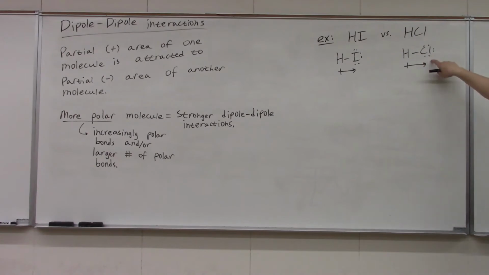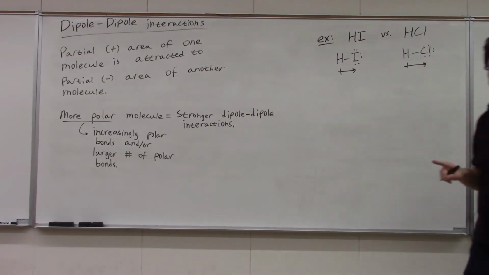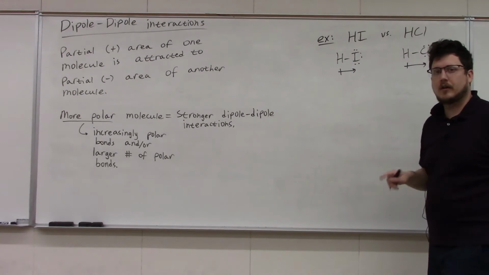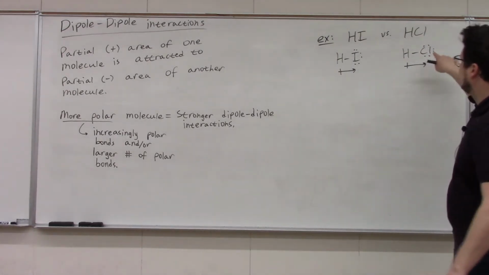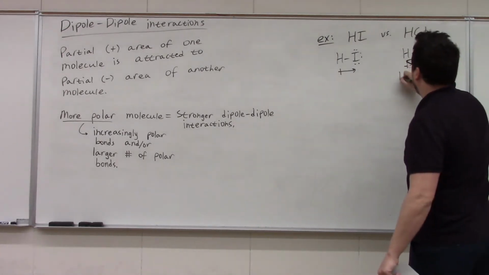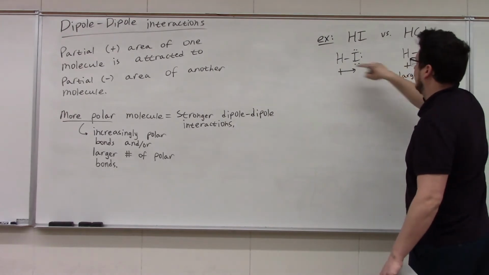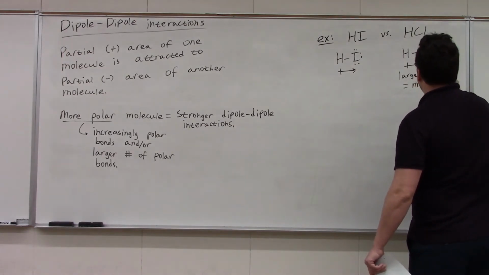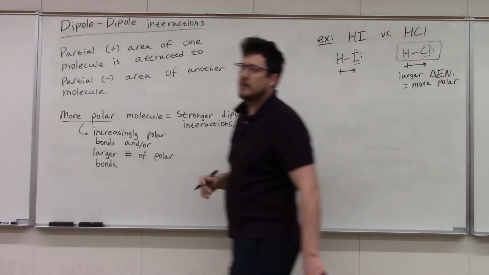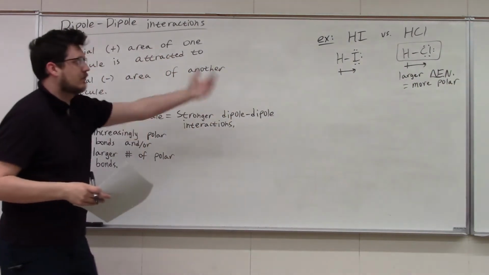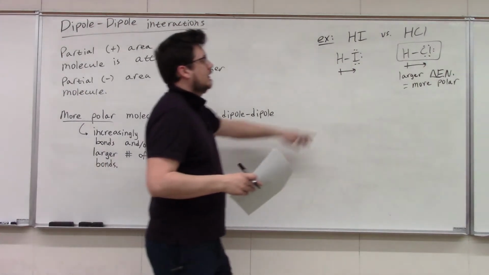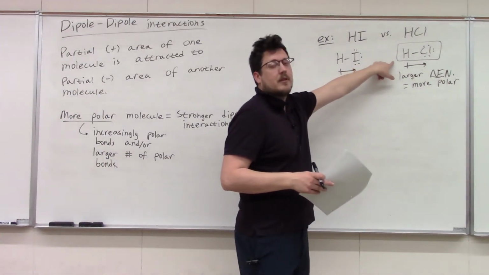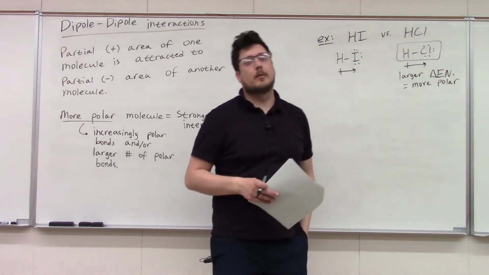But chlorine is further up the periodic table from iodine. They're in the same column, but it's 2 rows higher. So this is more electronegative. Because they're both bonded to hydrogen, there's a larger difference in electronegativity, which means more polar, which means this is the one that has the largest dipole-dipole interactions. Like if we had a container of HCl versus a container of HI, this would have more attractive forces with its neighbors.